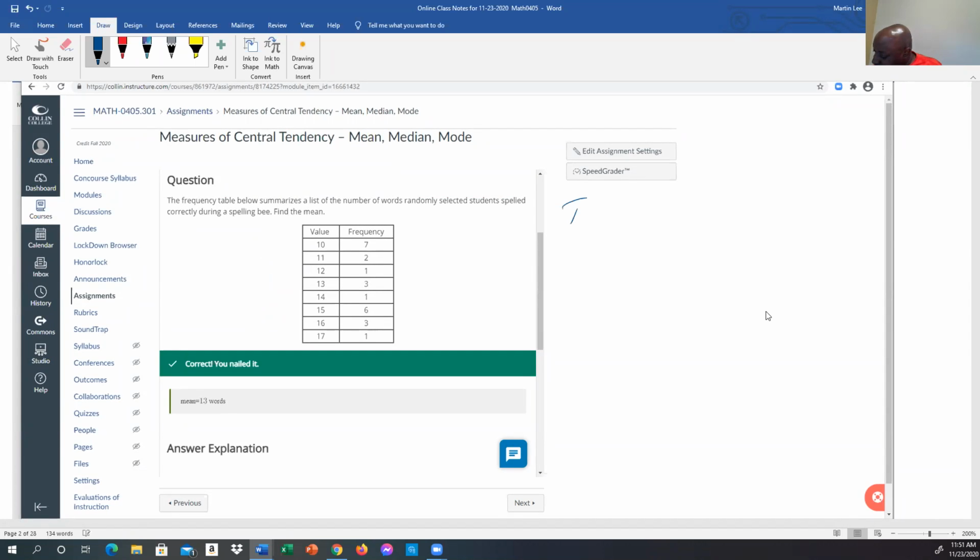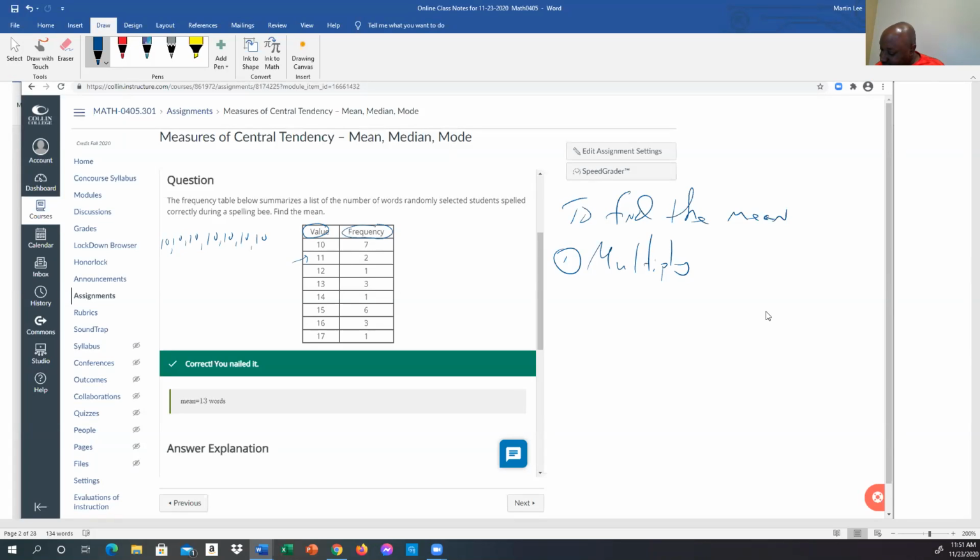So to find the mean, multiply the value times its frequency. And frequency means how many times that number appears in a data set. So a value of 10 appears 7 times. So I would have 1, 2, 3, 4, 5, 6, 7 tens.